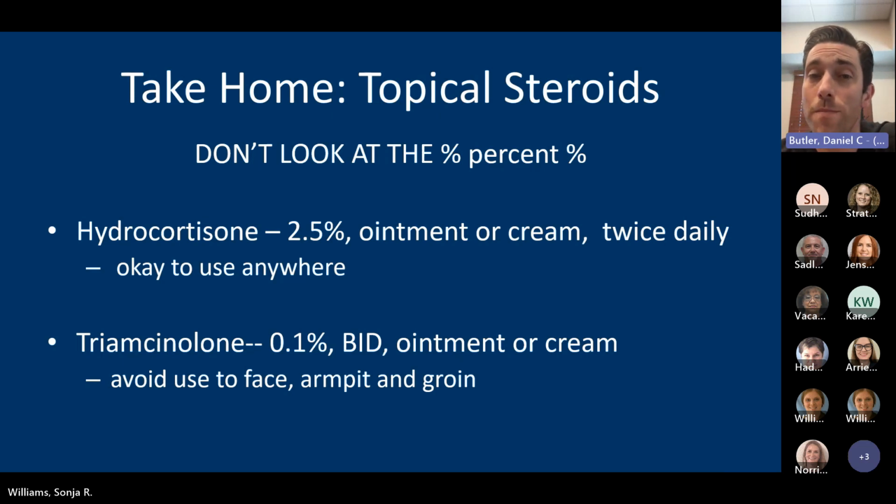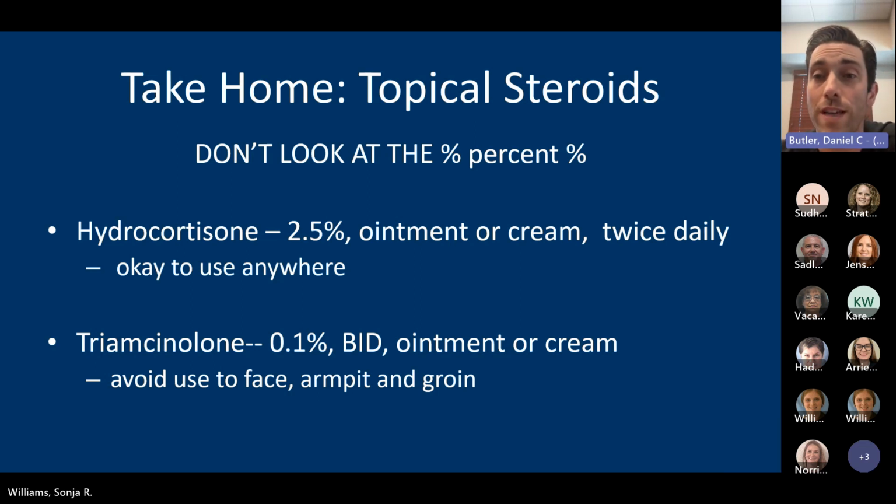This is part of my take-home point for you: I want you to simplify your approach to topical steroids. I think every primary care provider should have two go-tos, and my wife is a primary care provider, so I so appreciate what everyone does in primary care. These are my suggestions for your go-tos. One is hydrocortisone. The reason why that's great is, one, it comes in a tub, as I mentioned, so you can get it in high volume. And number two, it's cheaper.